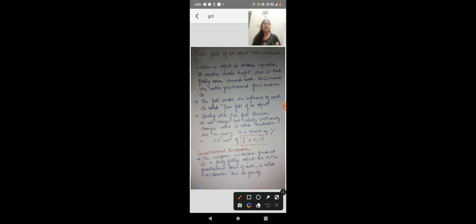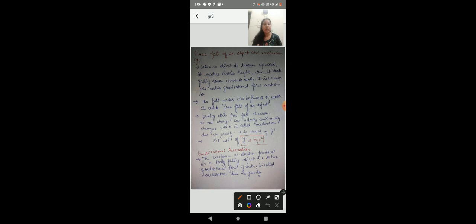It is because the earth's gravitational force acts on it. The fall under the influence of earth's gravitational force is called free fall of an object. Let me explain very well. When any object from a certain height is dropped down, it moves towards earth due to gravity and it is termed as free fall of an object.